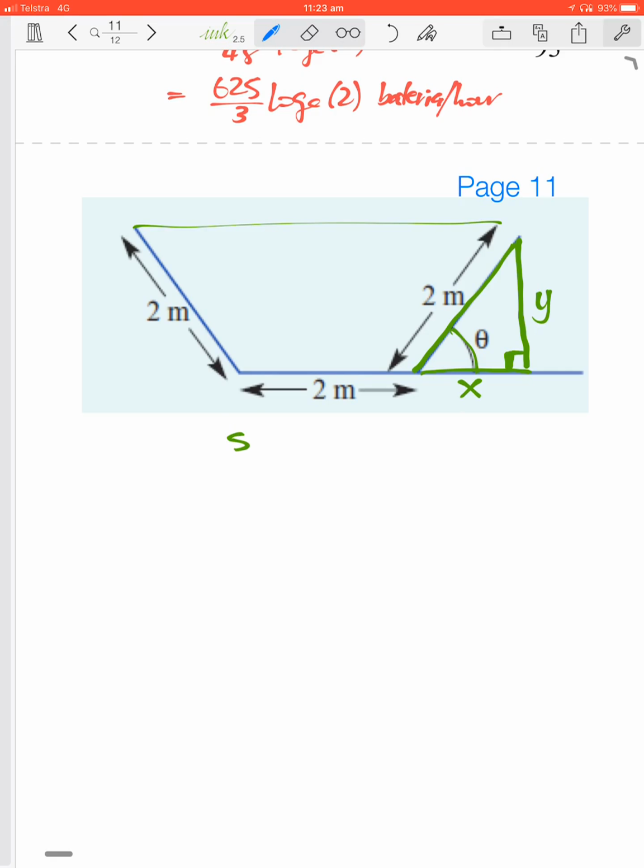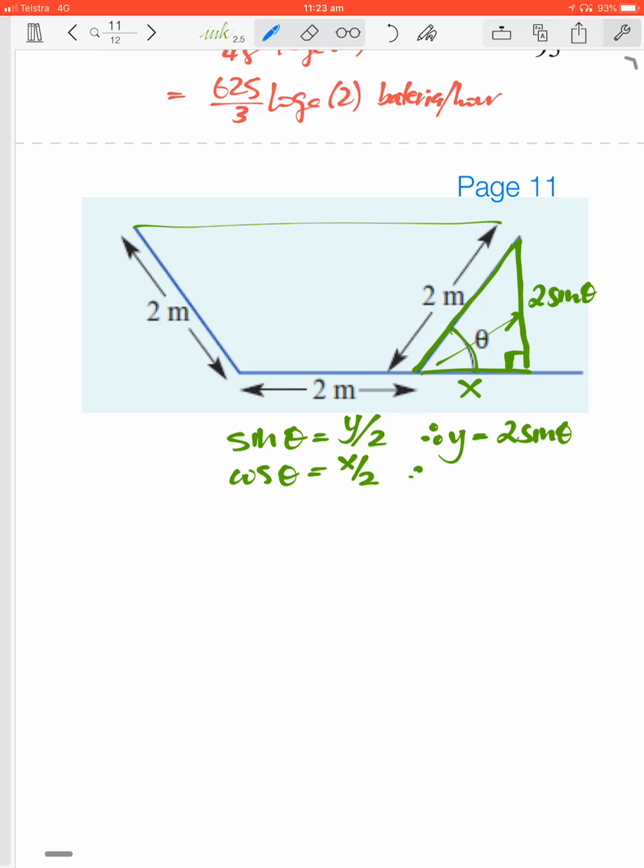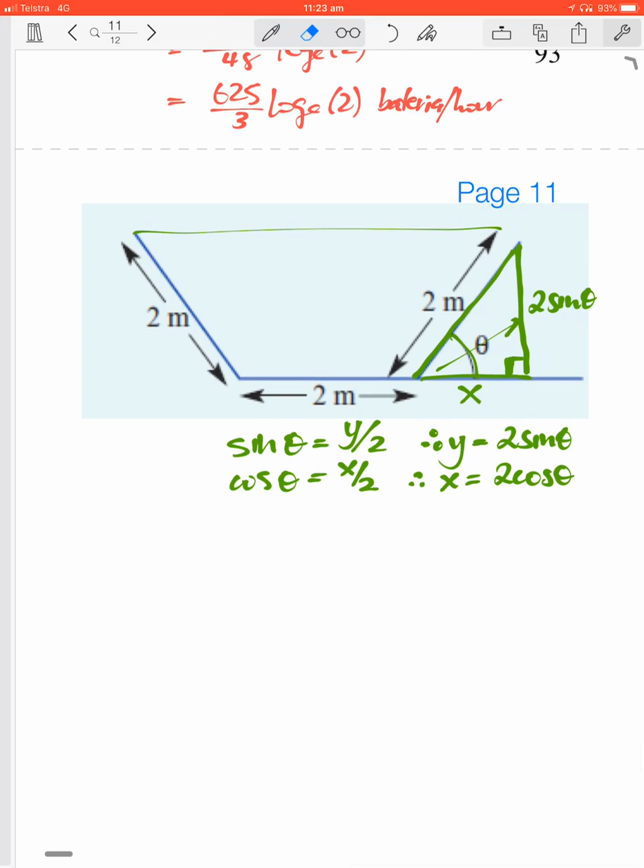We know that sine theta is equal to opposite, which is y, over hypotenuse, which is 2. So therefore we can say that y equals 2 sine theta. So that length there is 2 sine theta. We know that cos of theta is equal to x over 2. So therefore x is equal to 2 cos of theta. So I can say that length there is 2 cos of theta.